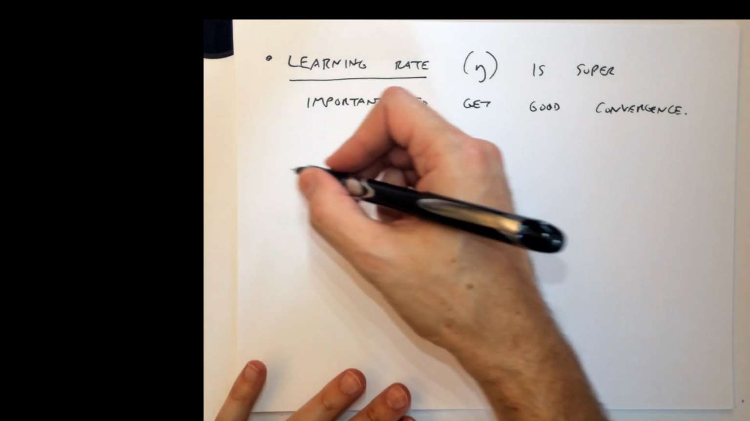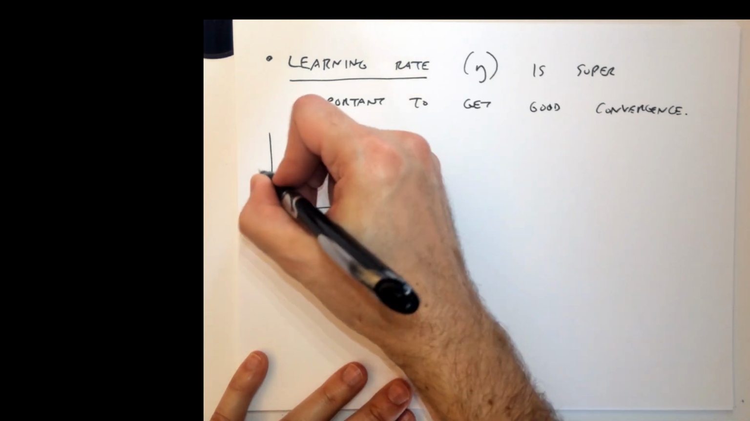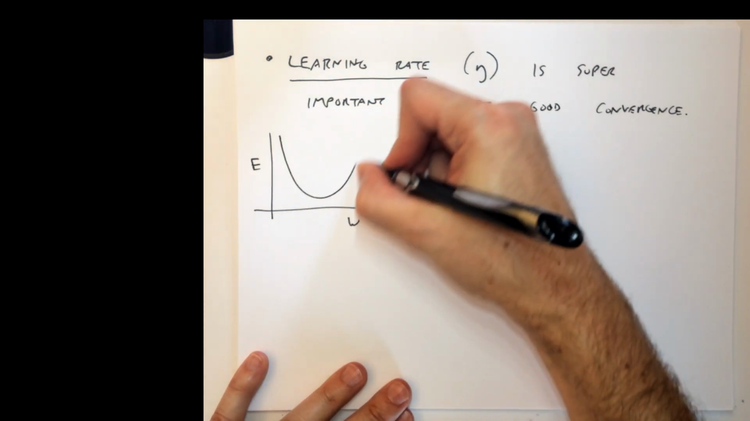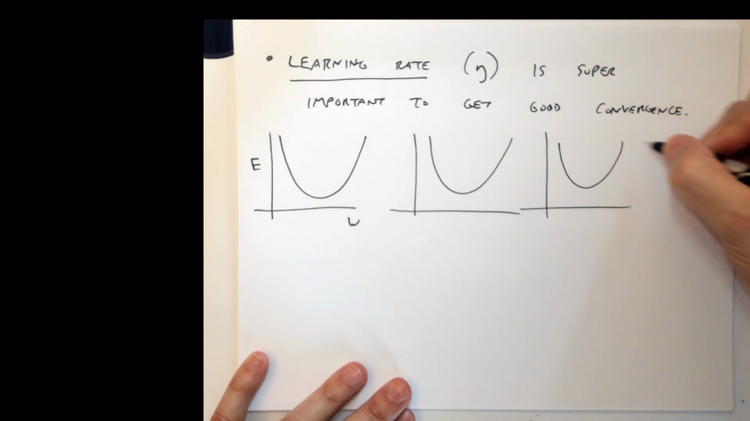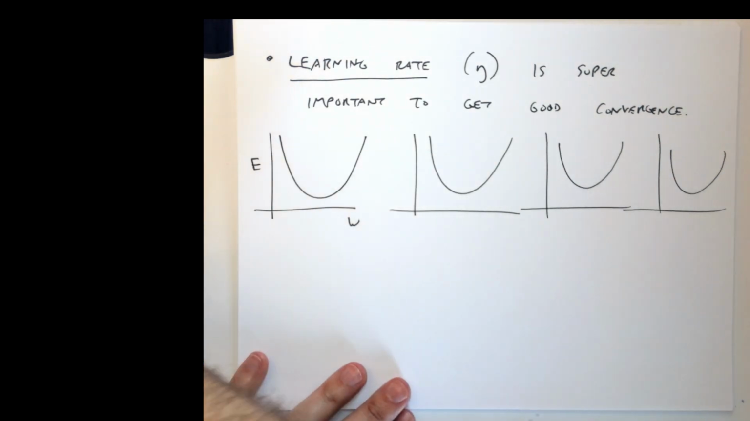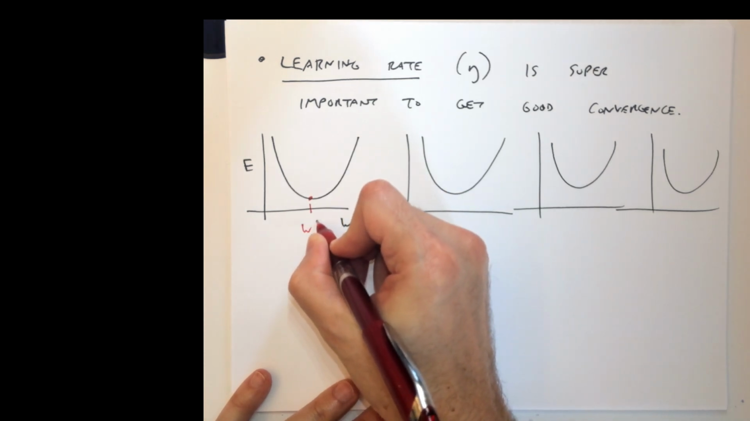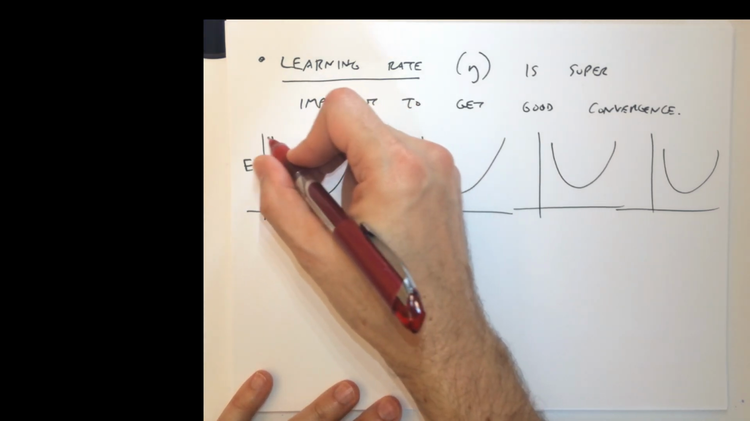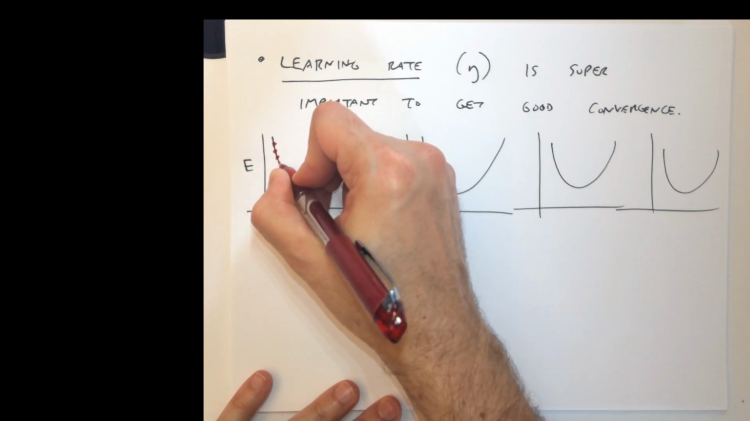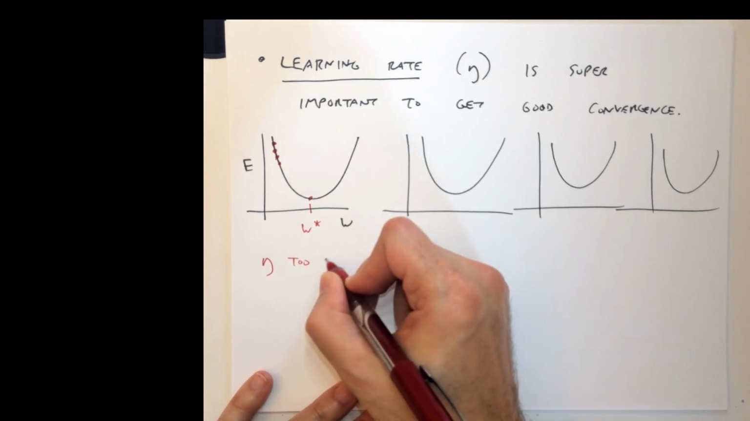Right? And so we kind of drew pictures like this already, right? So let me just draw a couple examples of weight versus error function, right? So say we're trying to minimize this function. I'm just trying to draw it 4 times here. And this is the optimal weight that I want to find. So if I start here and I take super duper small steps, right? This is like saying that eta is too small.